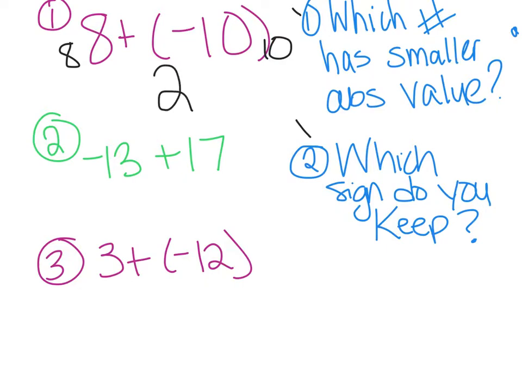And then which sign do you keep? Well, you keep the sign of the number with the greatest absolute value. So we're going to keep the negative sign and we're going to get negative 2.